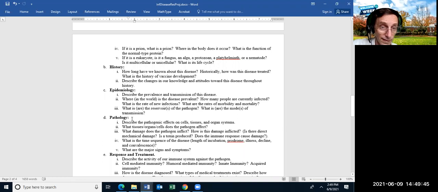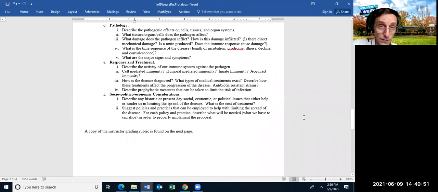And then have another subsection talking about the pathology of the disease. And then you have another subsection talking about the response and treatment of the disease. And then lastly, you have the socio and political economic considerations. Describe any historic and present day social and economic or political issues that either help or hinder us in limiting the spread of the disease.